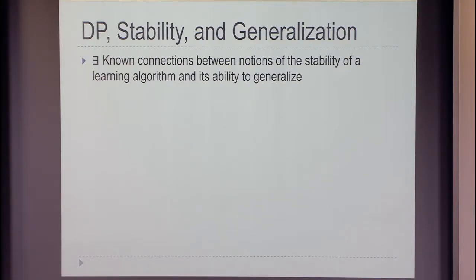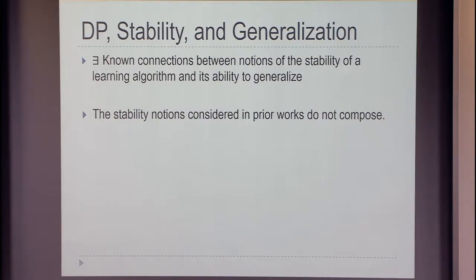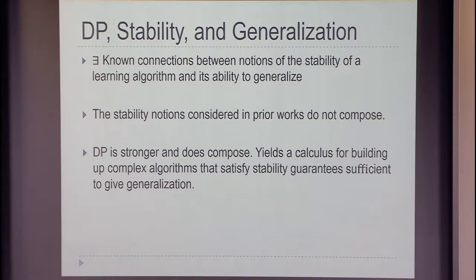So there are known connections between notions of the stability of a learning algorithm and its ability to generalize. I mentioned this very early on when we were just defining privacy in the first place and saying why our notion might give us utility. And the stability notions that were considered in prior works don't compose, but differential privacy composes. That's, as I said, where all of the power is. So this gives us a calculus or a toolkit for building up complex algorithms that satisfy stability guarantees that turn out to be sufficient to give generalizability.